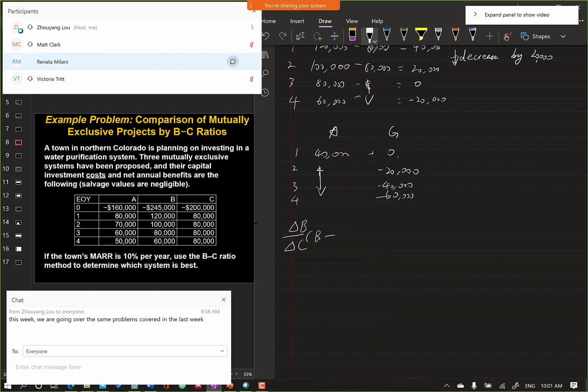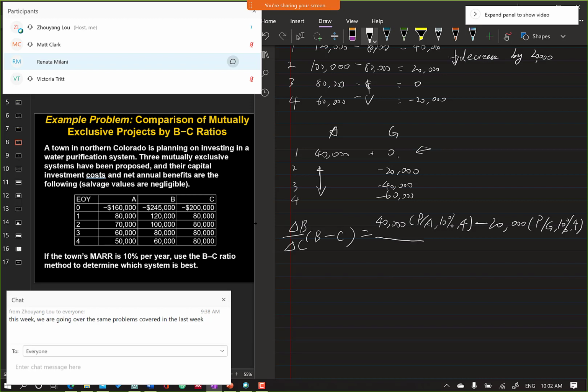So that's B compared to C. So the benefit part will be the annuity plus the gradient part. The annuity part, we want to find the present worth given an annuity, which is 40,000 at 10% for 4 years. And the gradient part, since it's decreasing and it's minus, we minus 20,000 and make sure the first year is 0. Then we want to find the present given the gradient, 10% for 4 years.